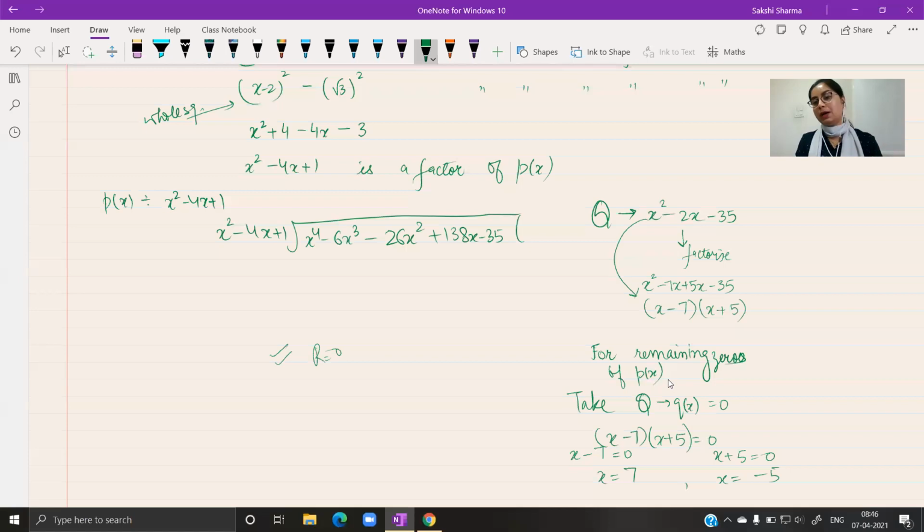So for those who are making up their mind to take up standard maths, I would advise that they do this question. Those who will be taking up basic math, they can leave this question. I think it will be completely fine if you don't do this question.